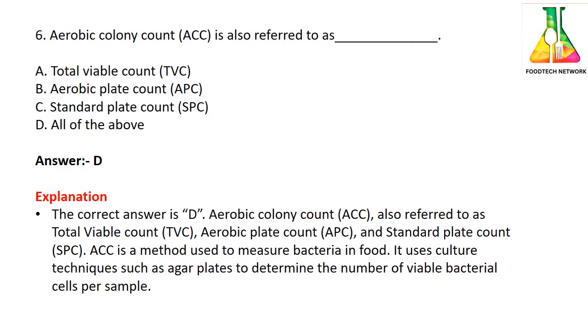Basically, TVC, APC and SPC are also referred to as ACC. Apart from that, it is a method used to measure the bacteria in food. It uses culture techniques such as agar plates to determine the number of viable bacterial cells per sample.